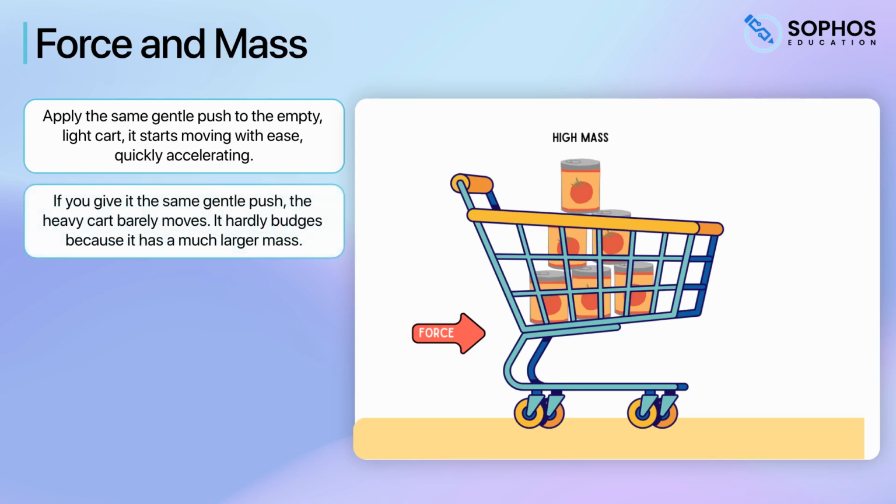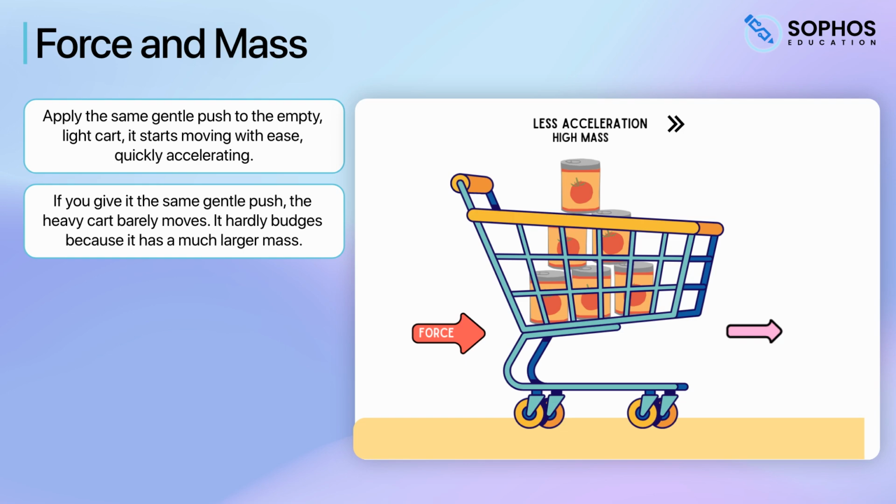If you give it the same gentle push, the heavy cart barely moves. It hardly budges because it has a much larger mass. To get it moving, you'll need to apply significantly stronger force. Even with a strong push, the heavy cart accelerates much more slowly compared to the lighter cart. This happens because the heavier cart's larger mass resists the acceleration more than the light cart's smaller mass.